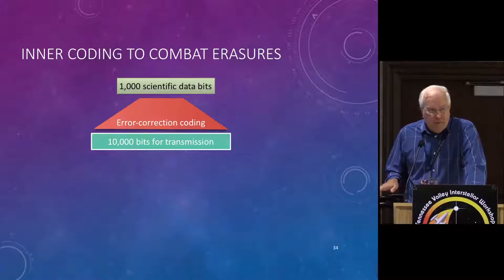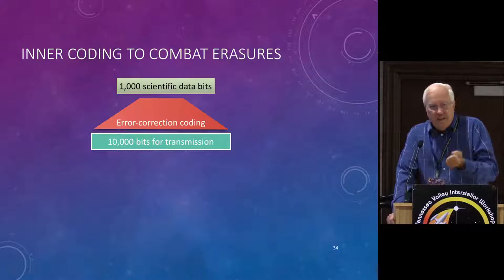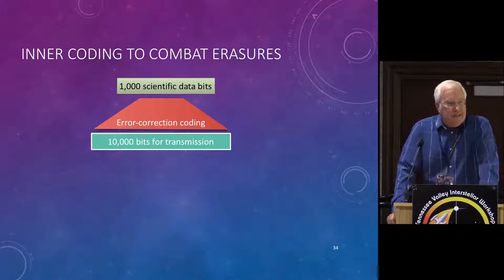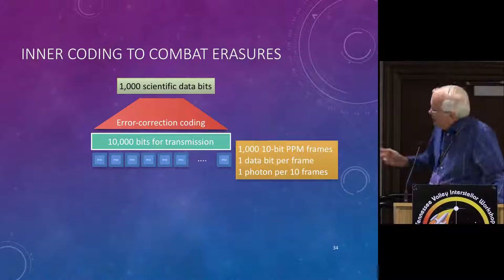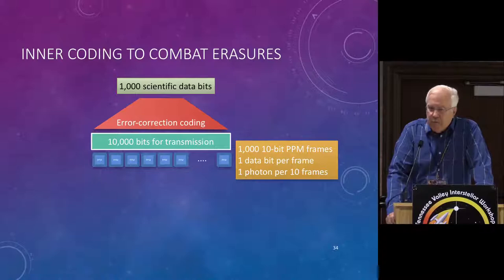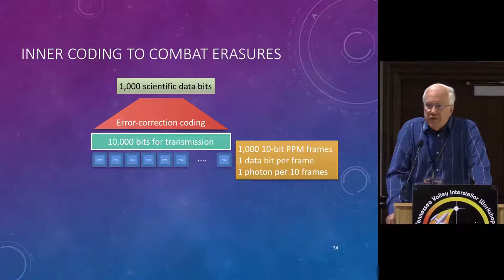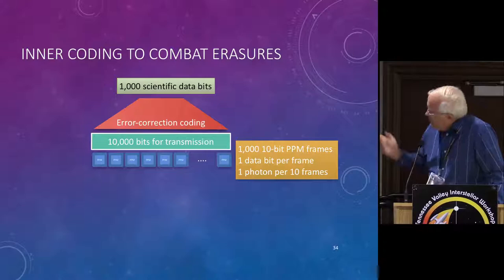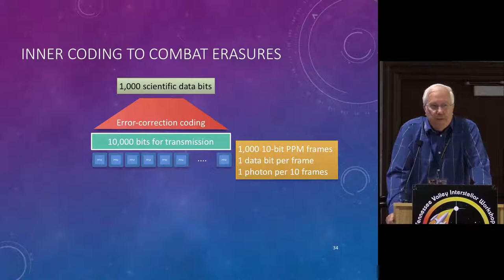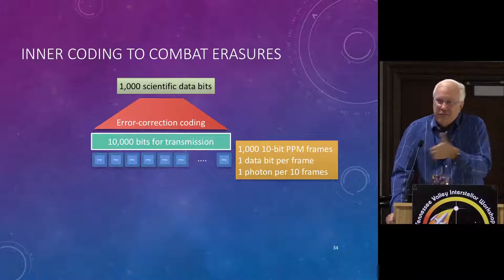That means for every single data bit, there are 9 bits of redundancy, and those 9 bits of redundancy are used to correct errors. Then for every 1,000 scientific data bits we have 10,000 bits for transmission, which means that we require 1,000 10-bit pulse position modulation frames. So the number of data bits per PPM frame is 1 data bit per frame, even though each frame is transmitting 10 bits, 9 of those bits being redundancy and 1 bit being a data bit from our scientific data.